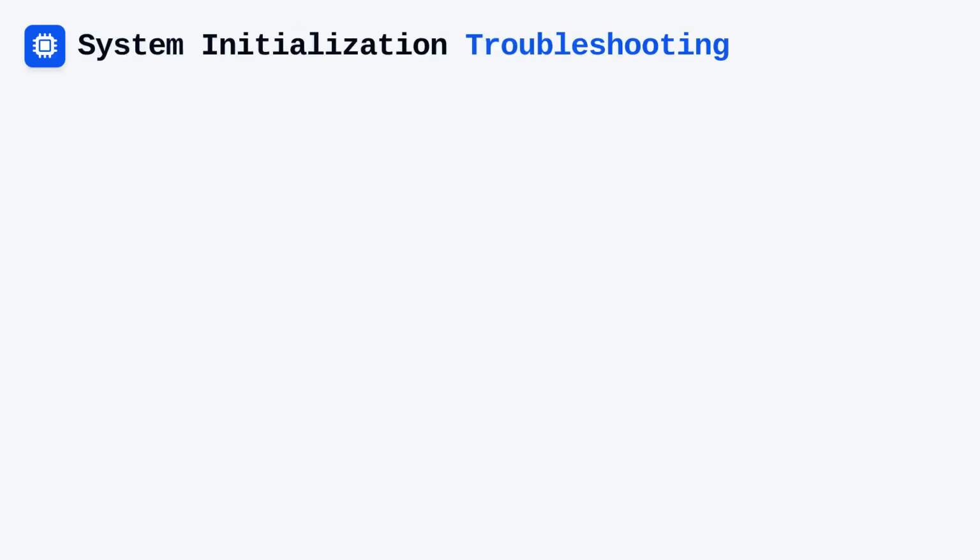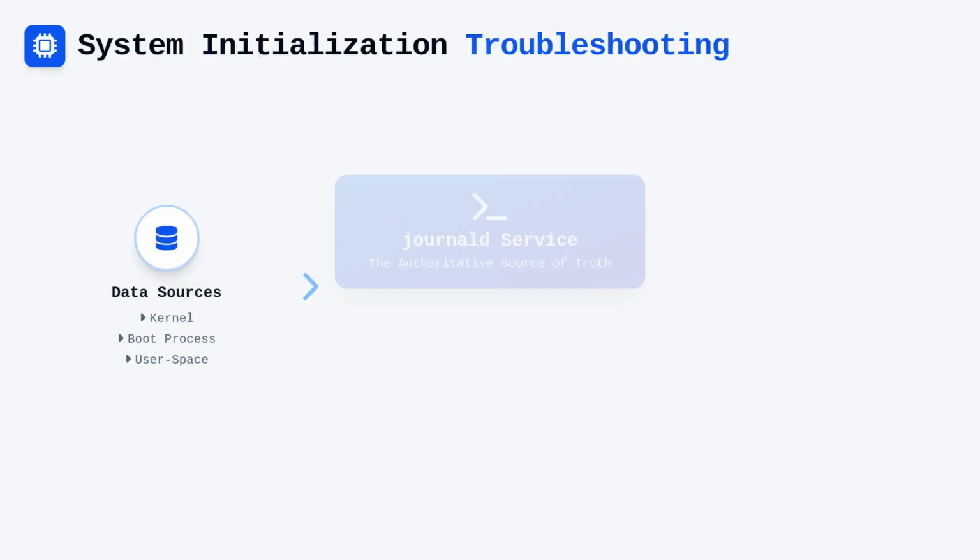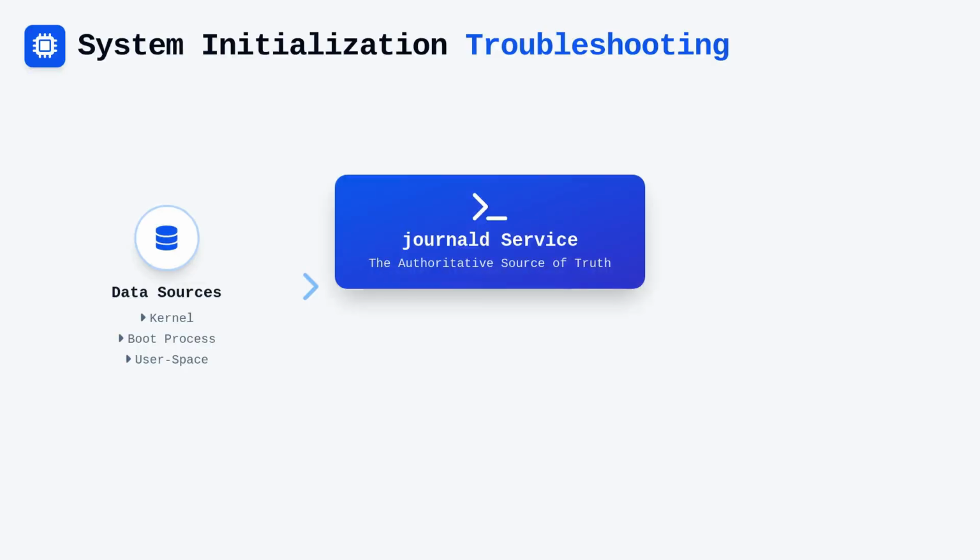Troubleshooting the system initialization phase requires a deep understanding of the logging mechanisms provided by the journald service. Since this service collects data from the kernel, boot processes, and user space applications, it serves as the authoritative source of truth for postmortem analysis. The journalctl utility is the primary tool used to query these binary logs, offering powerful filtering options based on time, process priority, or specific unit names.